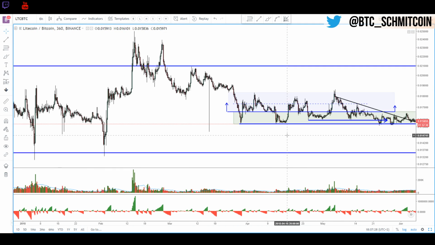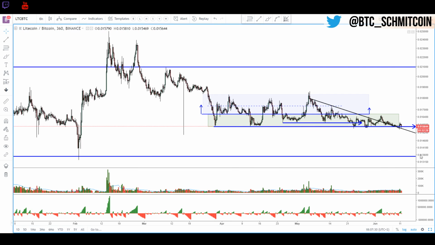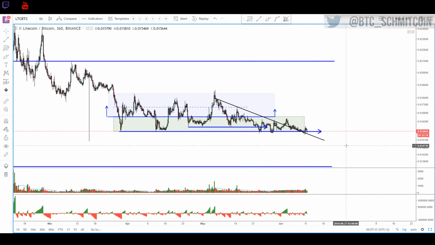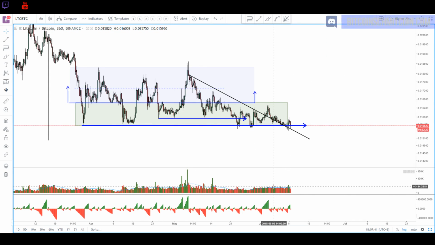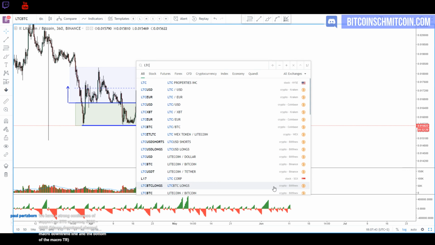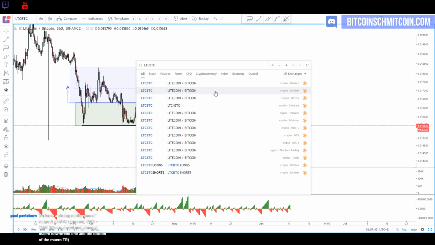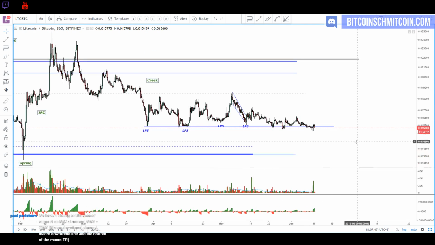What else can we say about this? That's about it, really. It's been pretty flat. We might see a spring. If we look at this, man, Binance volume is so weird. Let's look at Bitfinex, for example. Binance volume is so weird.